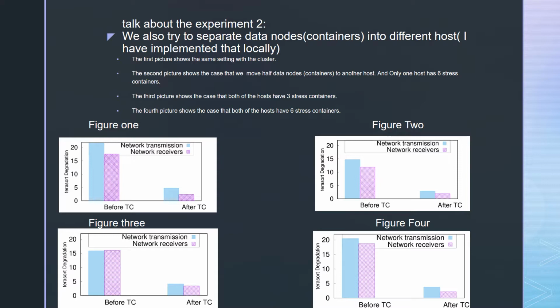And figure 4 shows the case where both hosts have 6 stress tests. The results are very similar to figure 1, which means that maybe 6 stress tests for 10 containers are intensive enough.